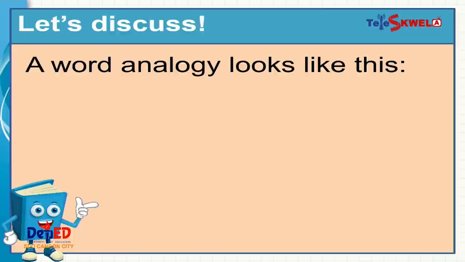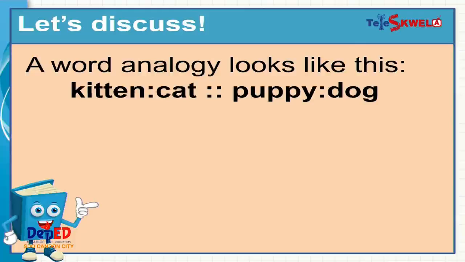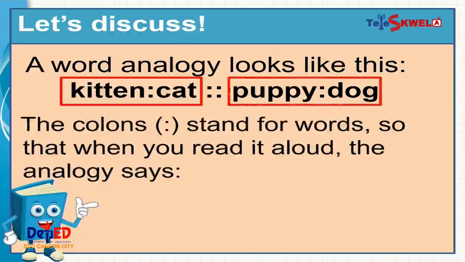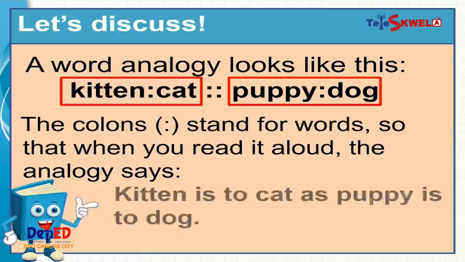You can see here that we have sets of words. We have kitten and cat, puppy and dog. It can also be observed that the analogy uses colons. The colon stands for words so that when you read it aloud, the analogy says, kitten is to cat as puppy is to dog.